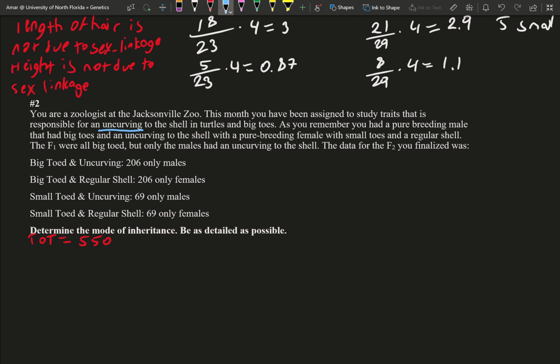You have a pure breeding male that has big toes and an uncurving to the shell. And then you have a pure breeding female with small toes and a regular shell. So then it tells you the F1 were all big toed, but only the males had an uncurving to the shell. And this is the data set that you have.